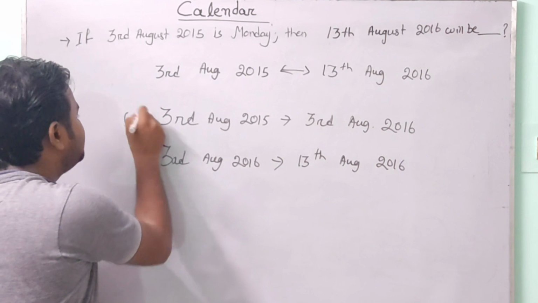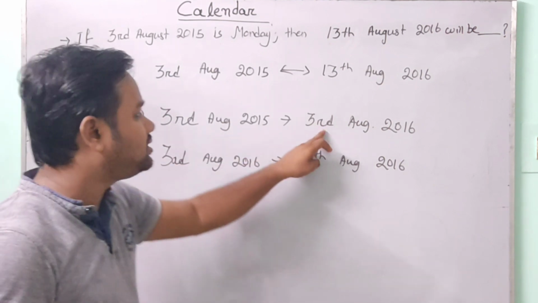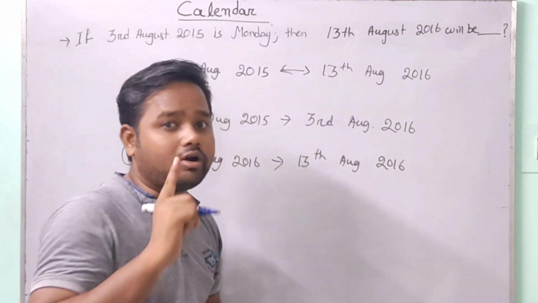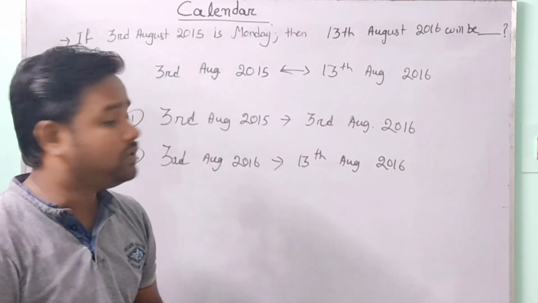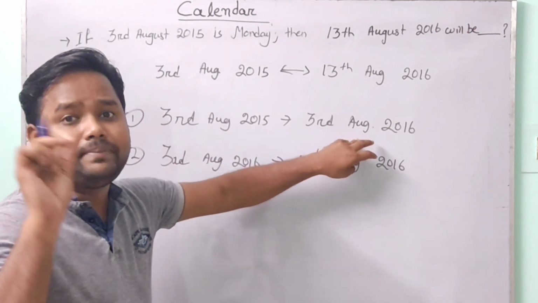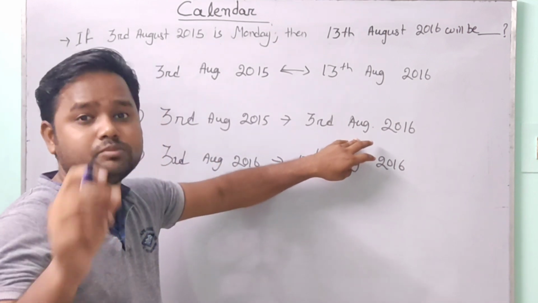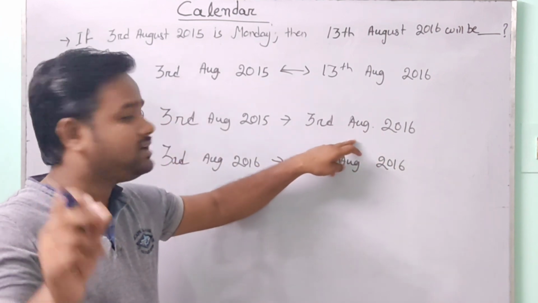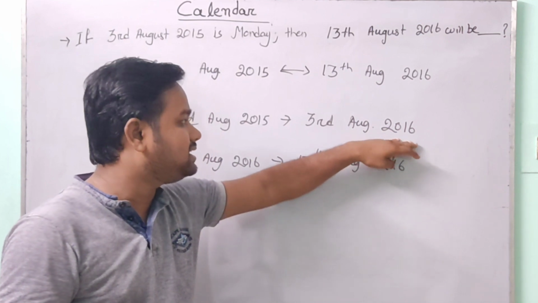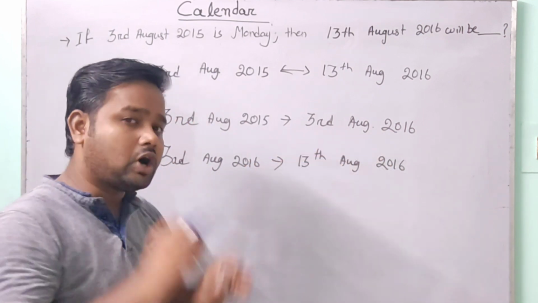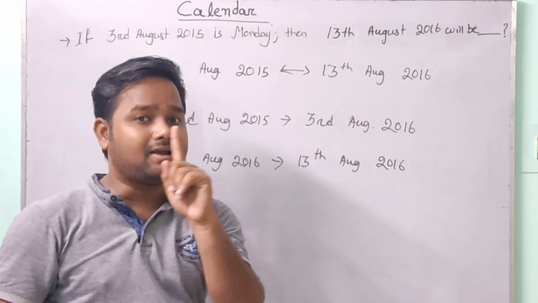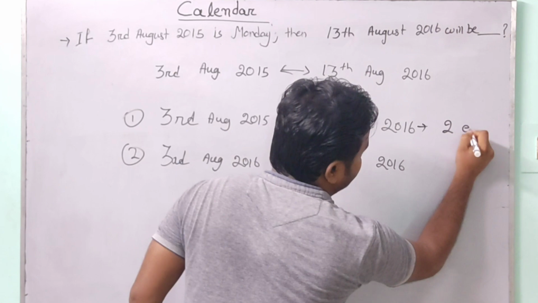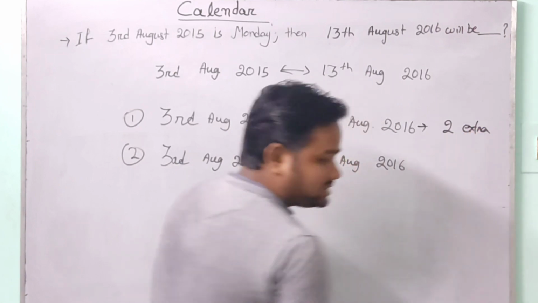Now, here the total length is converted into two separate lengths. The first length is 3rd August 2015 to 3rd August 2016. Here it is 1 year. 1 year means one extra day, one odd day. But here we have to check whether in this range the leap year's 29th Feb comes or not. We know that from 2015 August to 2016 August, the leap year is 2016, and 2016 February month comes under this range. So 1 plus extra odd day will be there. That means here we have 2 extra days.